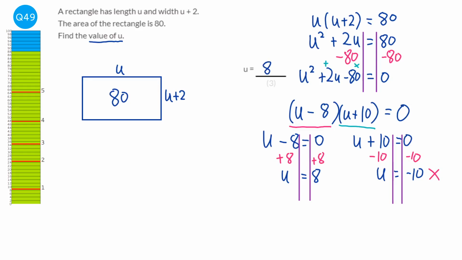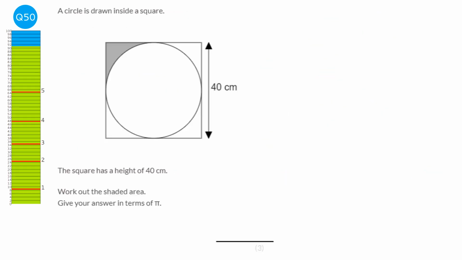And we can actually check this because if I fill in the value of 8, we can have 8 at the top here, and 8 plus 2, which is 10. 8 times 10 is 80. So we know that we've got the right answer. First thing we notice is that there is a square here. So we can work out what this length is going to be. It's also going to be 40 centimeters.